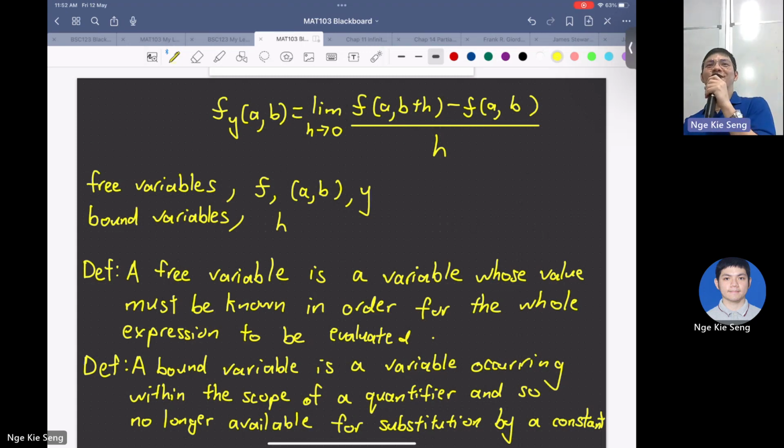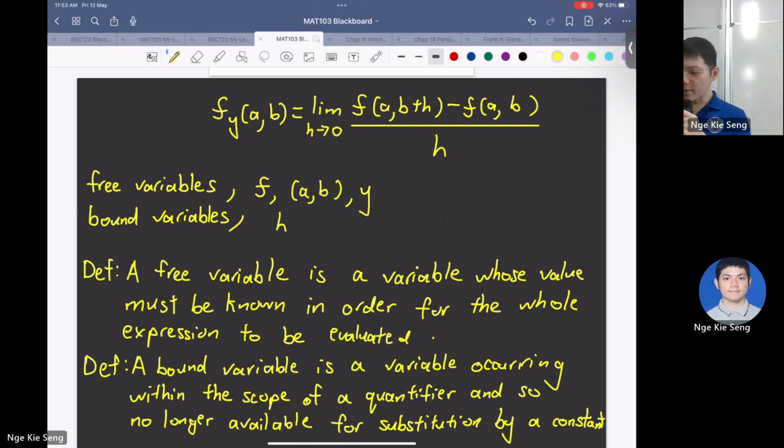So we change our terminology. Don't use my terminology. Use this more common one. They use free variables and bound variables. So what does a free variable mean? A free variable is a variable whose value must be known in order for the whole expression to be evaluated. Just now we already talked about this, right? So we must know what f is, what the point is, and then we can put it in to calculate. Okay, so this is called a free variable. What does a bound variable mean? A bound variable is a variable occurring within the scope of a quantifier. So you already fix where it has to happen, and so it is no longer available for substitution by a constant.